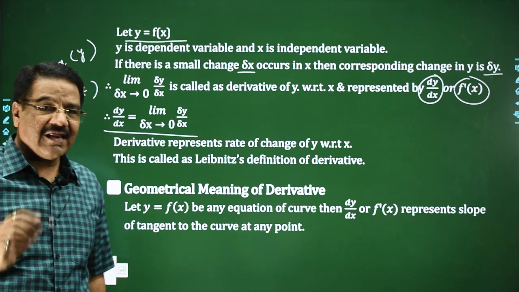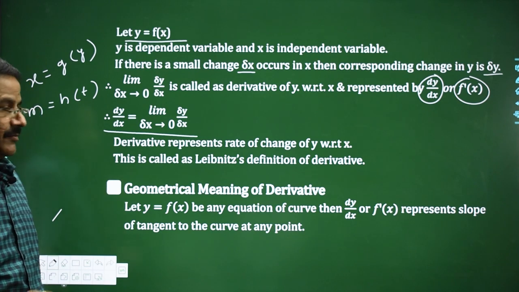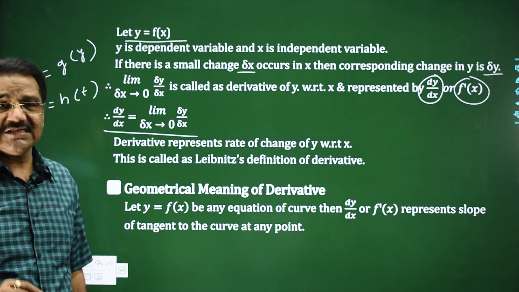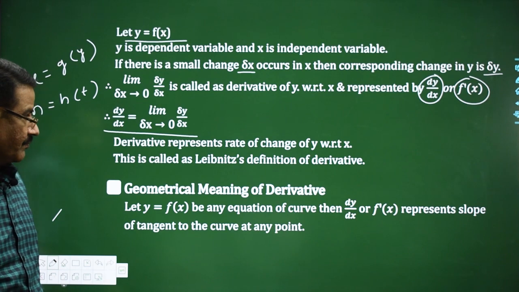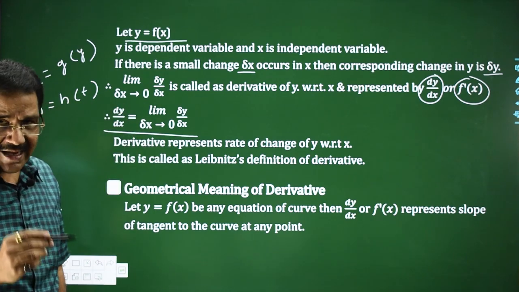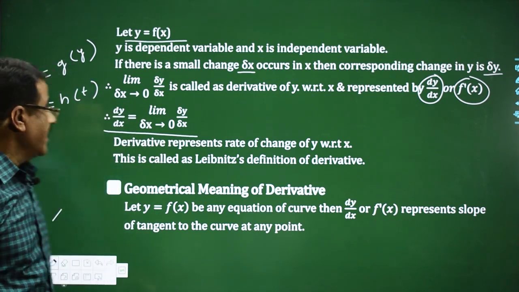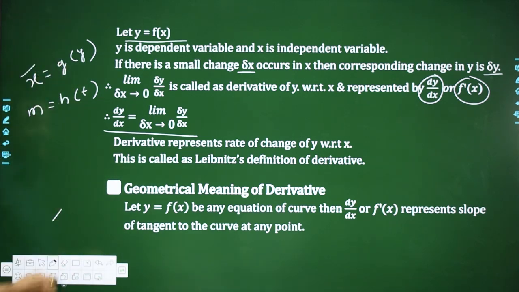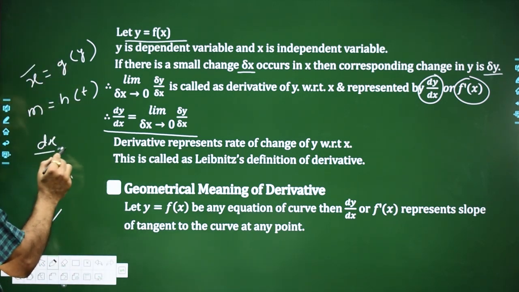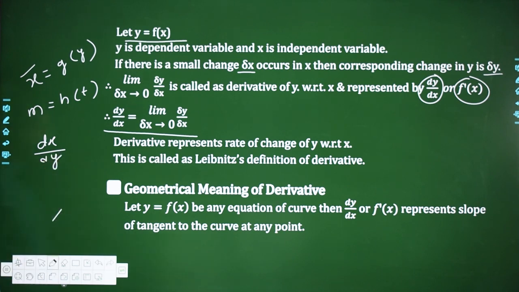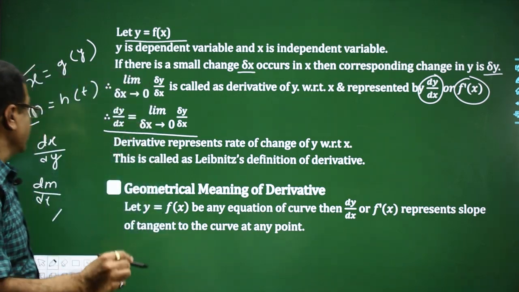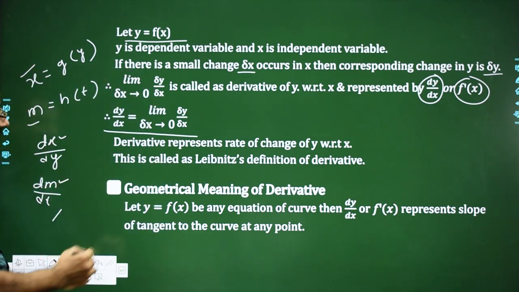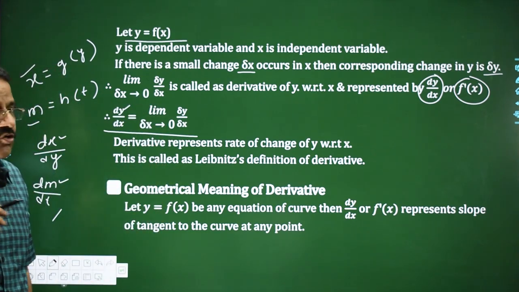Always remember, derivative is a rate measurer, and this definition is called the Leibniz definition of derivative. Here the dependent variable is y, the independent variable is x. With the relationship x is equal to g(y), we can say that the derivative is dx upon dy. With this relationship we can say dm upon dt. Always remember, for a derivative the dependent variable appears in the numerator. Here we can see that the dependent variable occurs in the numerator.